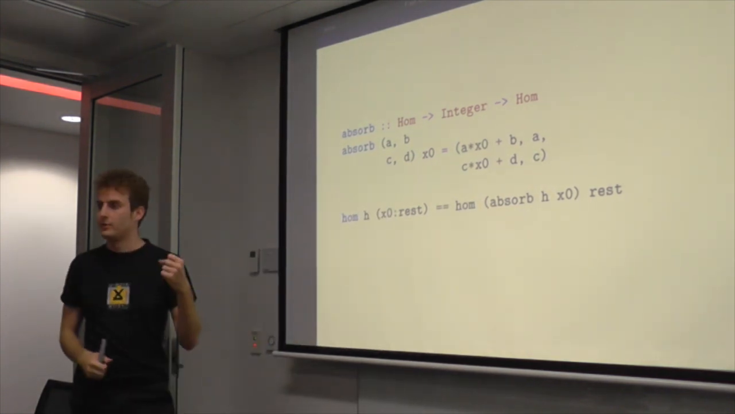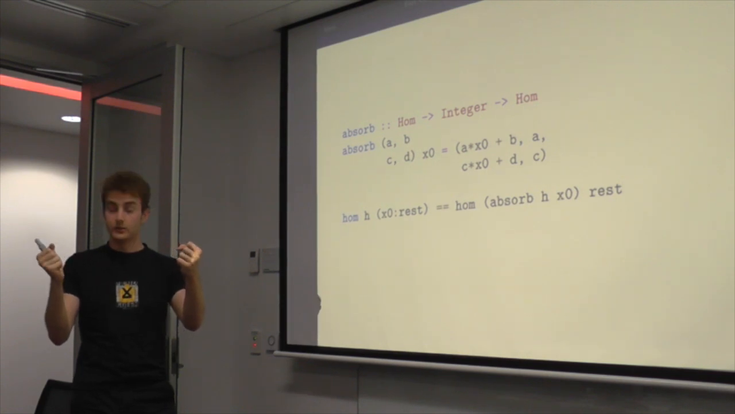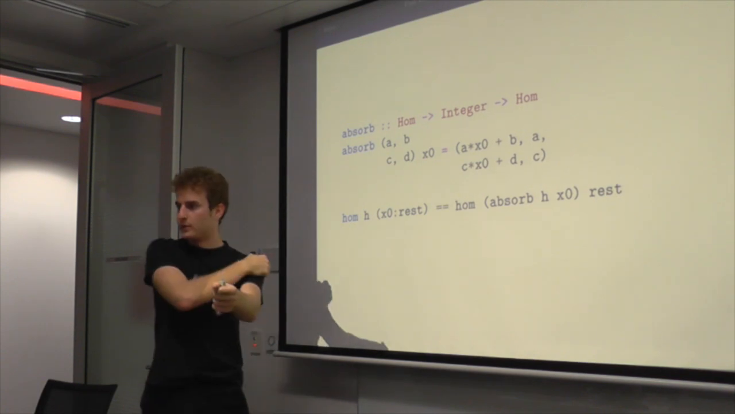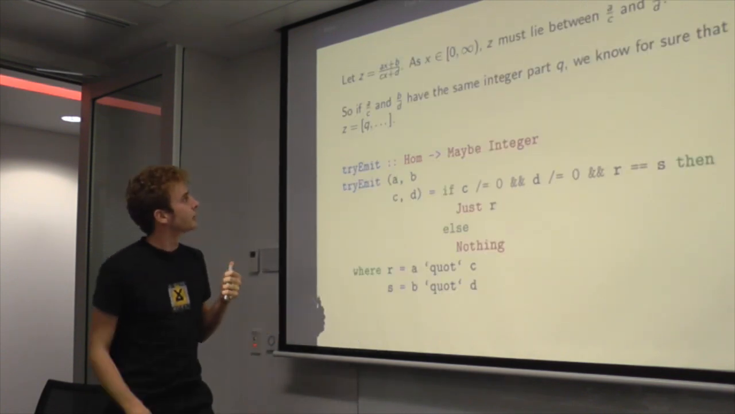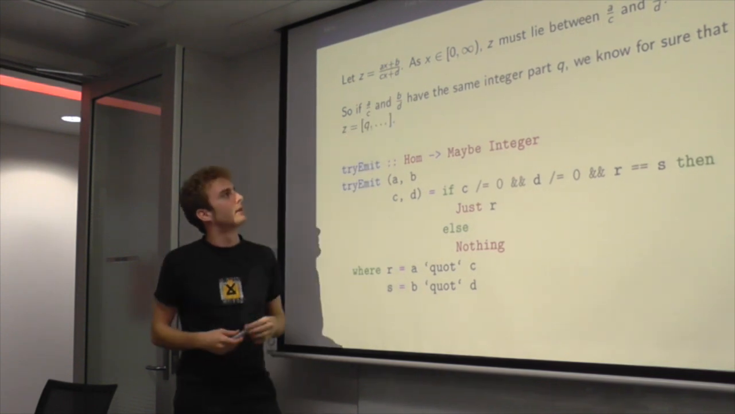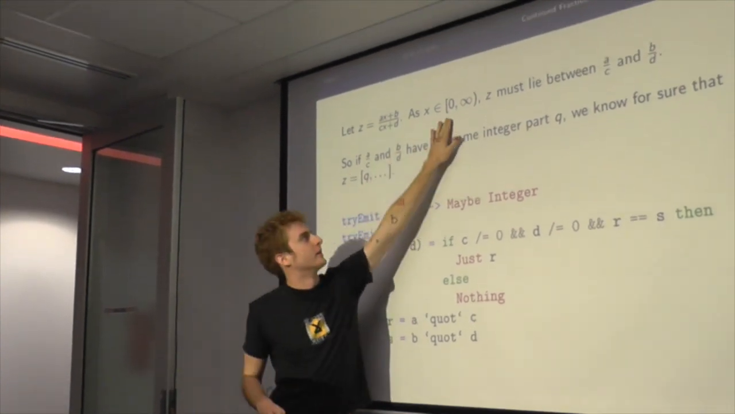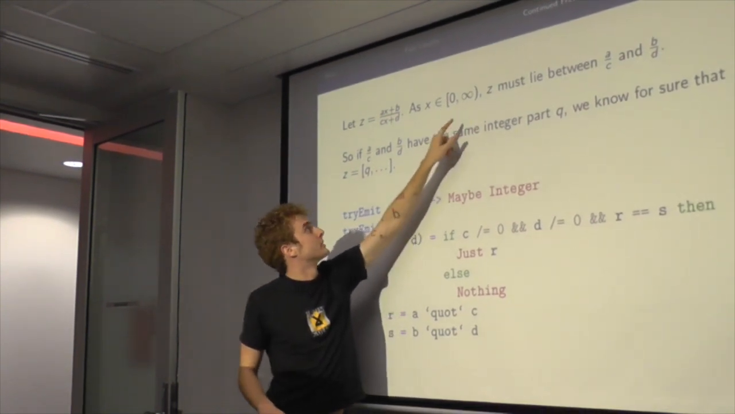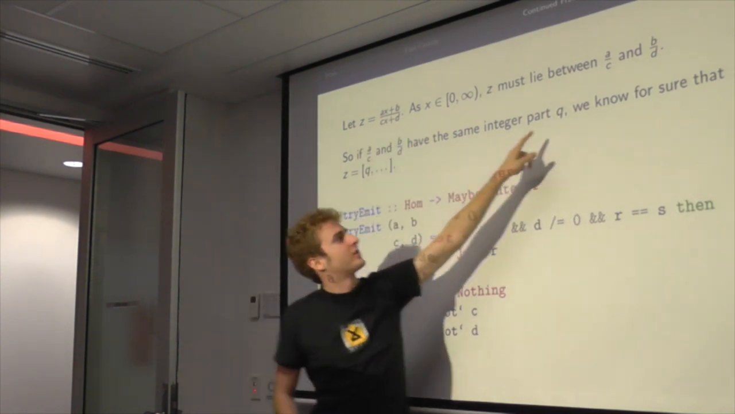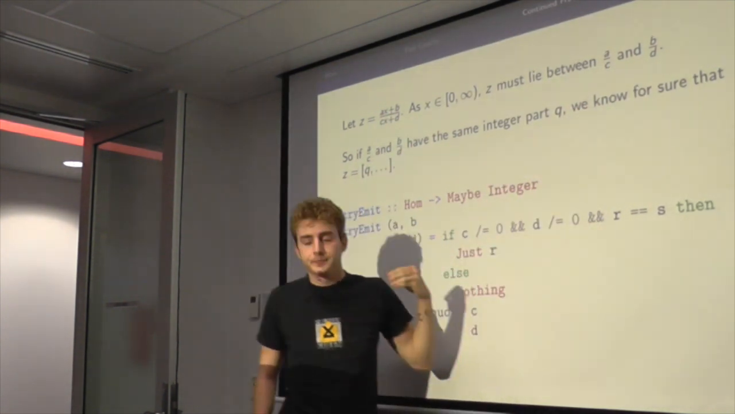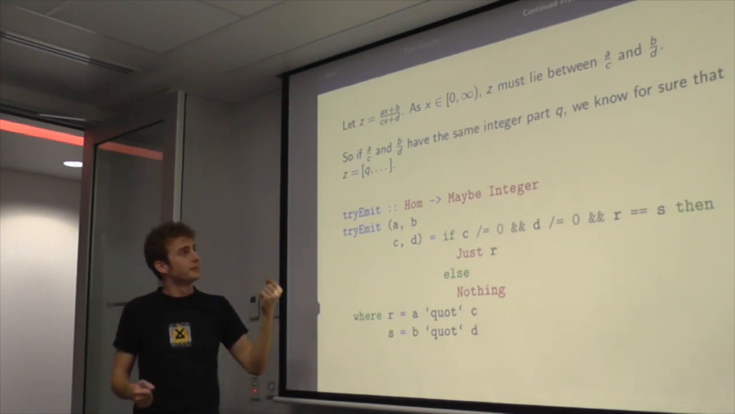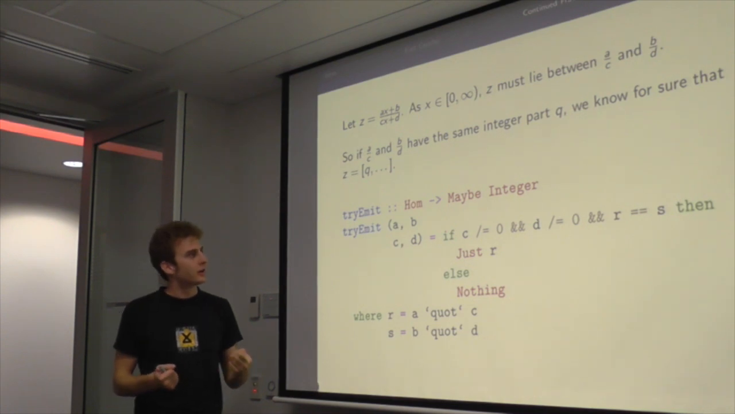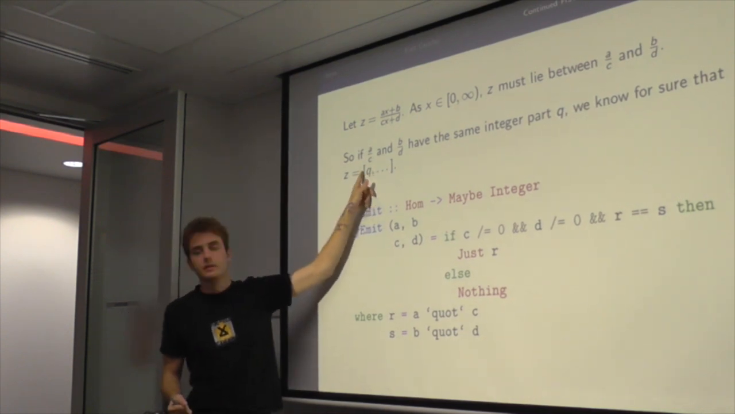So this is our first fundamental operation we can do. We can take a term and absorb it in. Now the next question is, how can we pull terms out of a hom? Say our hom looks like this. When we're working with this stuff, our x's are always going to be positive. So if you look at all the x's in this range, it turns out that no matter what, the result we get out of here has to be between a over c and b over d. So if both of those values have the same integer part, we know that no matter what x turns out to be, our continued fraction is always going to start with q, our integer part.